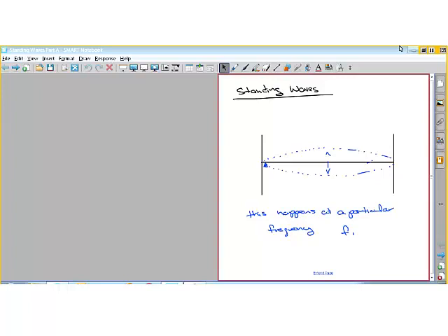So what we're going to do now is talk about standing waves, but these are standing waves in tubes. Most wind instruments, I guess really all wind instruments, can be modeled as standing air waves, standing sound waves in tubes.